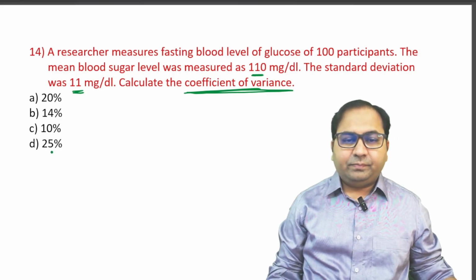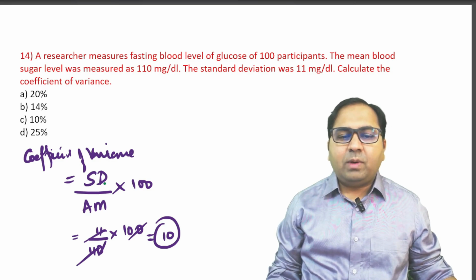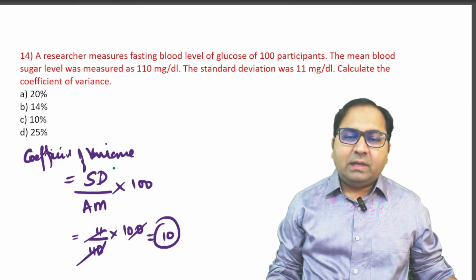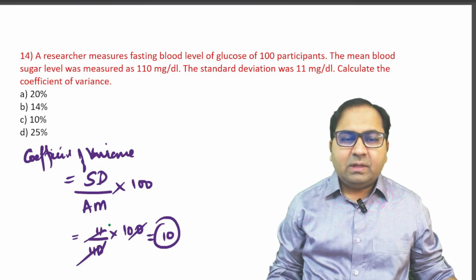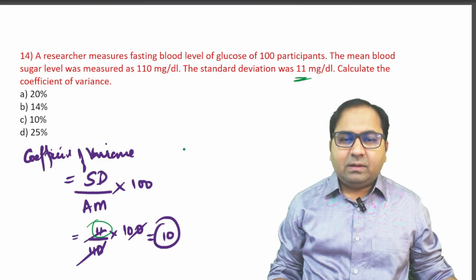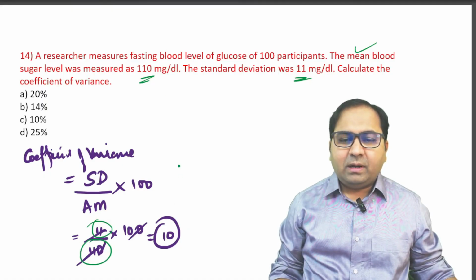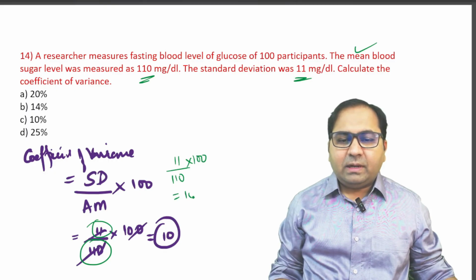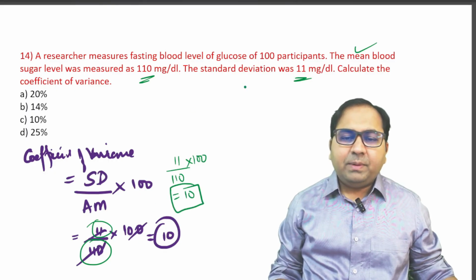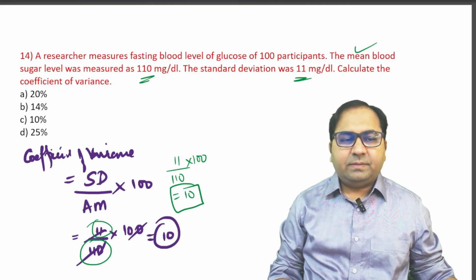How do you calculate? Now let us see over here. The coefficient of variance is given by the formula SD by AM into 100, that is standard deviation by arithmetic mean into 100. Standard deviation is 11, so we put 11. The arithmetic mean is 110, the mean blood sugar level. So 11 by 110 into 100 is equal to 10. Please remember this point. You please remember the formula for calculation of coefficient of variance.